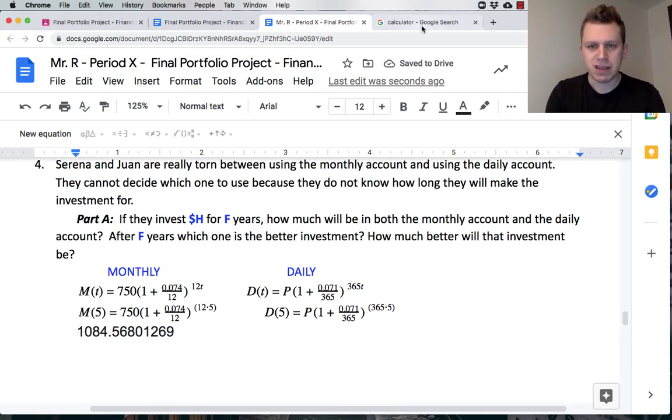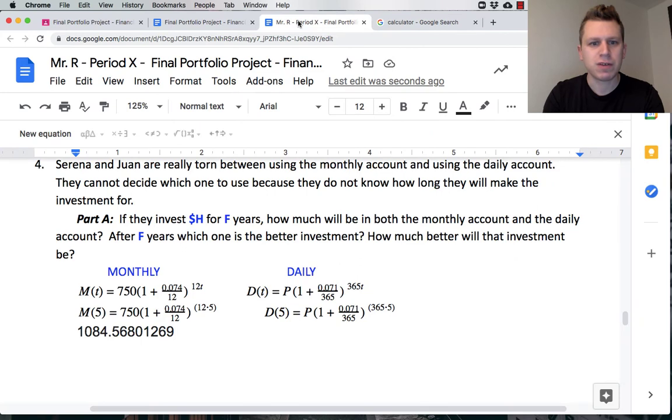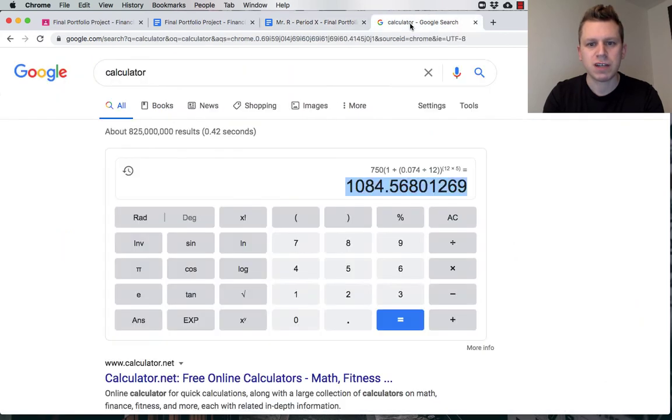Great, and now I'm gonna do the same thing here. What would have been special is if I could have just edited this, but of course that would just be too simple. So here I had 7.4%, here I have 7.1%. All right, but I still start with the same 750, so let's do it.